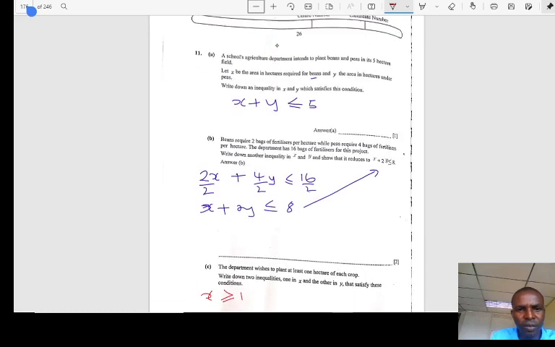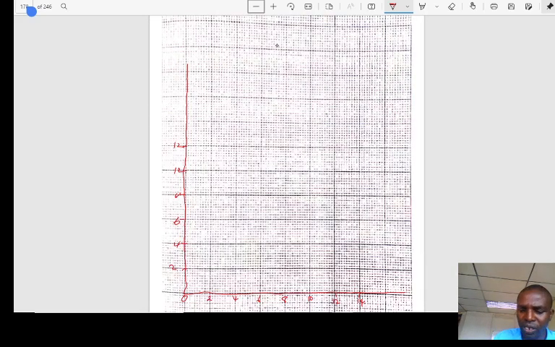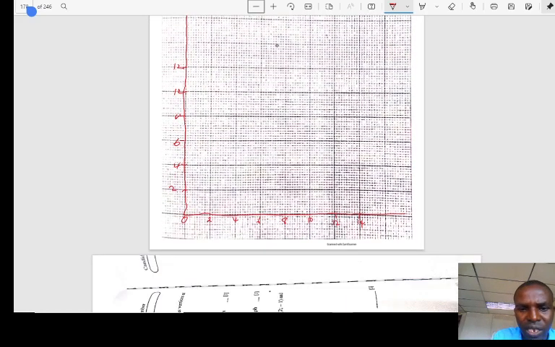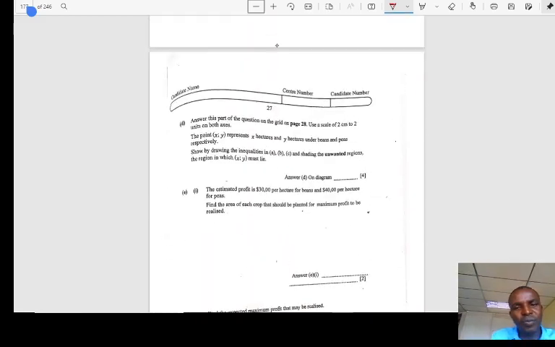X is beans and y is peas. So you have to write x beans and y peas. Say write x, then on this one you write beans. You have to label your graph. Then for y, you have to write here peas. Right, then after that you have to draw the graphs now.